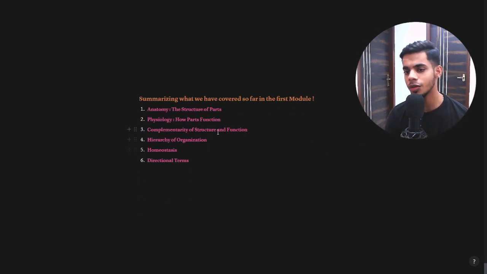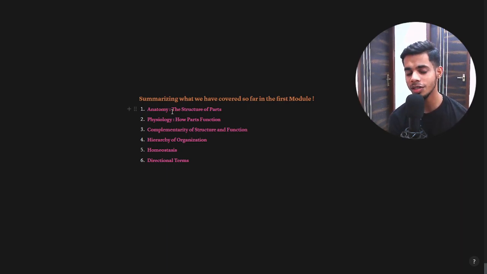Summarizing quickly what all we have covered: we started with anatomy, understood what is anatomy and physiology, and then we understood the different structures and the body parts. Then we understood complementarity of structure and function, why different body parts or organs have different structures and how exactly it is helping them to work very efficiently. After that, we saw hierarchy of organization, where we understood that a group of cells will be making a tissue, a group of tissues will be making an organ, a group of organs will be making an organ system, and organ systems contribute to the human body.